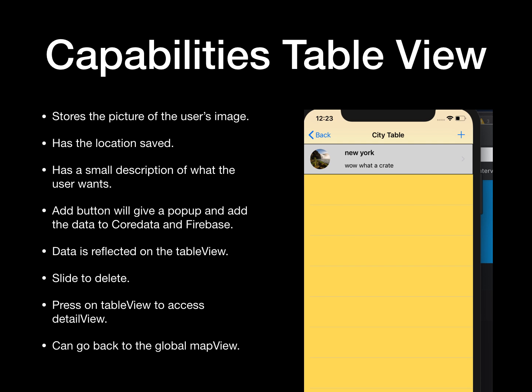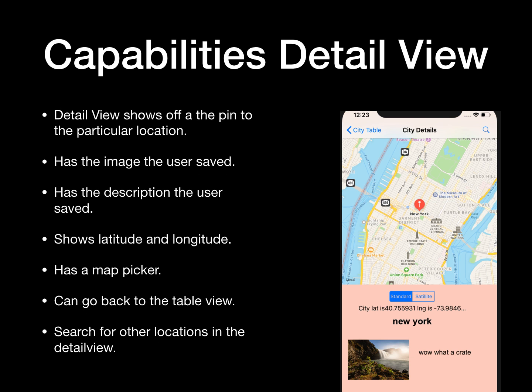And after adding the data, it will reflect in the table view by adding a new row. And you can slide to delete, and there's a back button to go back to the global map view as seen before. And if you click on the row, it will go into the detail view. So the capabilities of the detail view, as I've said before, it will have a pin, only one pin, in a particular location onto the map where the user has saved. And this will have an image on the left hand side, as well as the description that the user wrote. And you're able to go back to the table view through the little city table button.